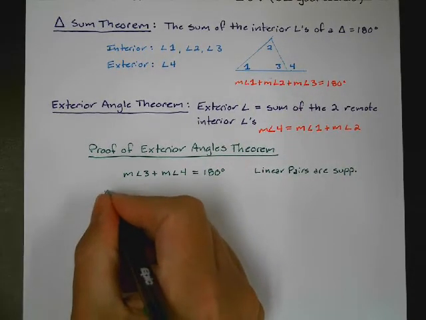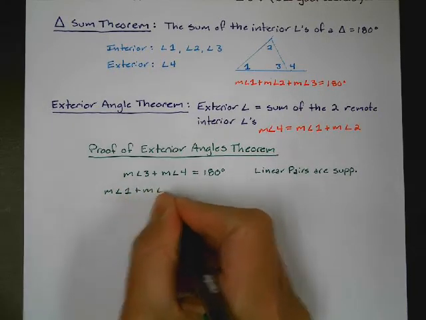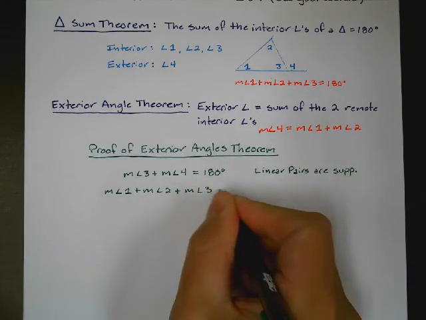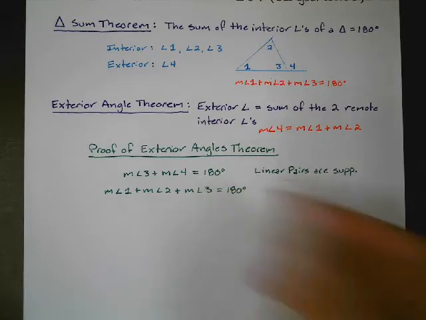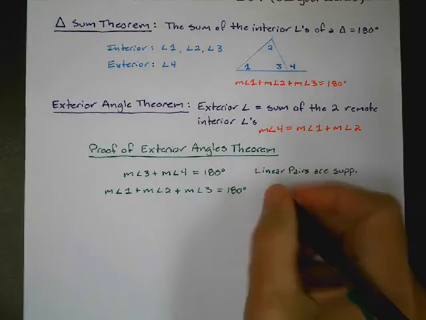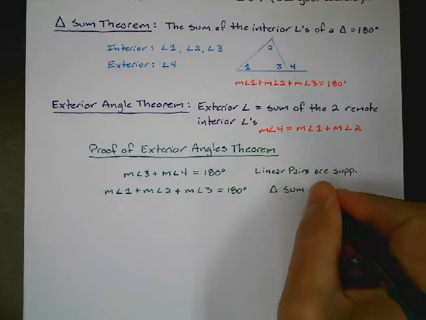Okay. Measurement of angle 1 plus the measurement of angle 2 plus the measurement of angle 3. Those all also equal 180 degrees. And the reason why I know that is because of the triangle sum theorem. So this is the triangle sum theorem.